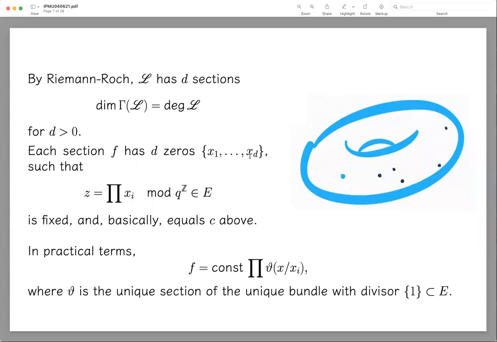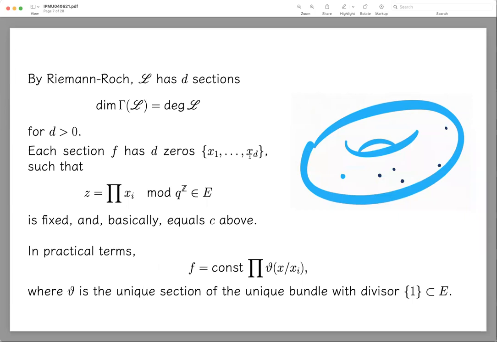And so by Riemann-Roch, if I have a line bundle of degree d, this will have d sections. And so then it's meaningful to ask if I can take the d-dimensional space of sections, interpolate, and assign any given values at d given points. And so, well, maybe first I'll talk about what these sections are.